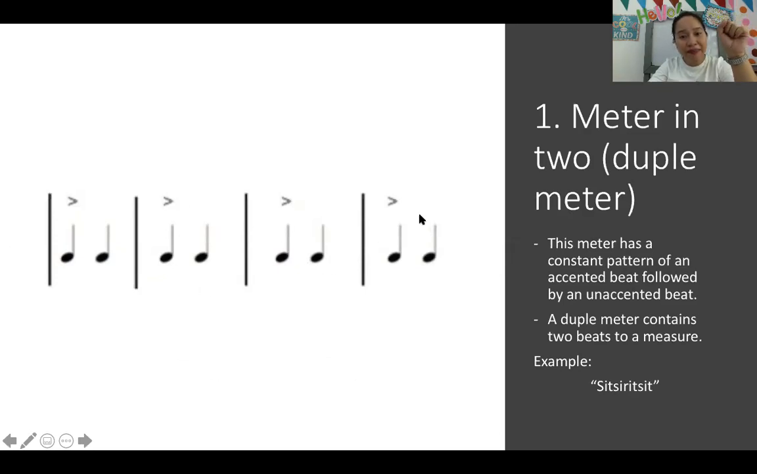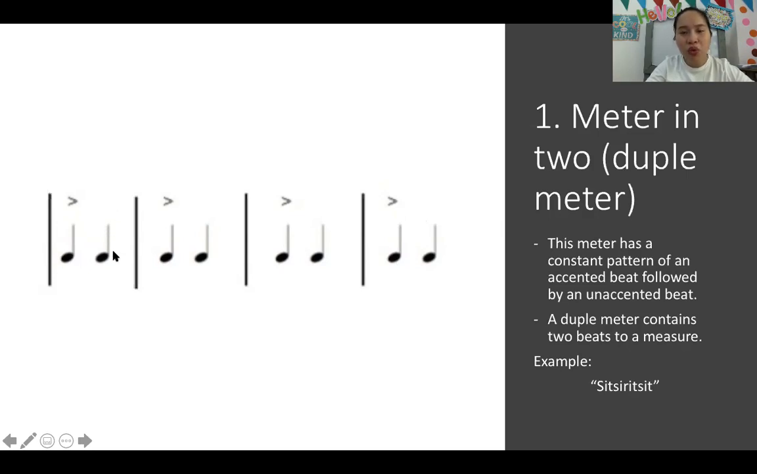You see this sign at the top of the first note, it is called an accent. If you have this symbol above the note, it means that it is a strong beat. And the second one, if the first is strong, then the next is weak. The first is loud, followed by the weak one, soft. There is no accent on it.